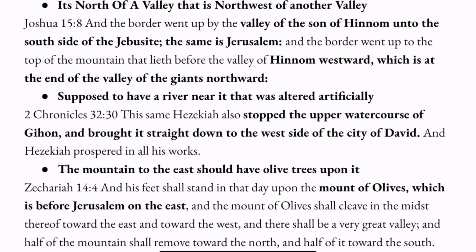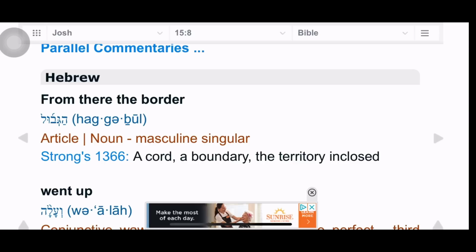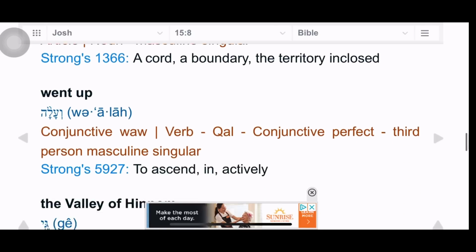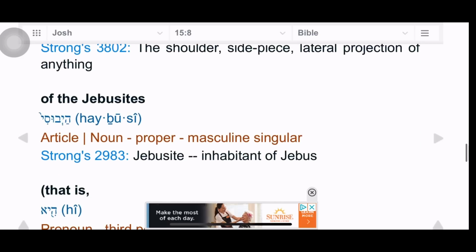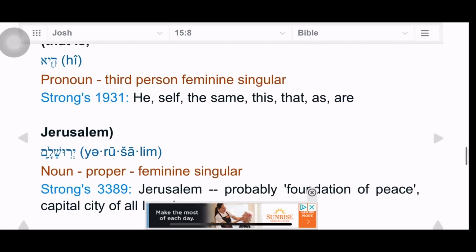Now it says unto the south side of Jerusalem, but you have to understand that the Hebrew word for unto is really all, which means along. In the Hebrew, it should say, from there the border went up the valley of Hinnom along the southern slope of the Jebusites, that is Jerusalem.